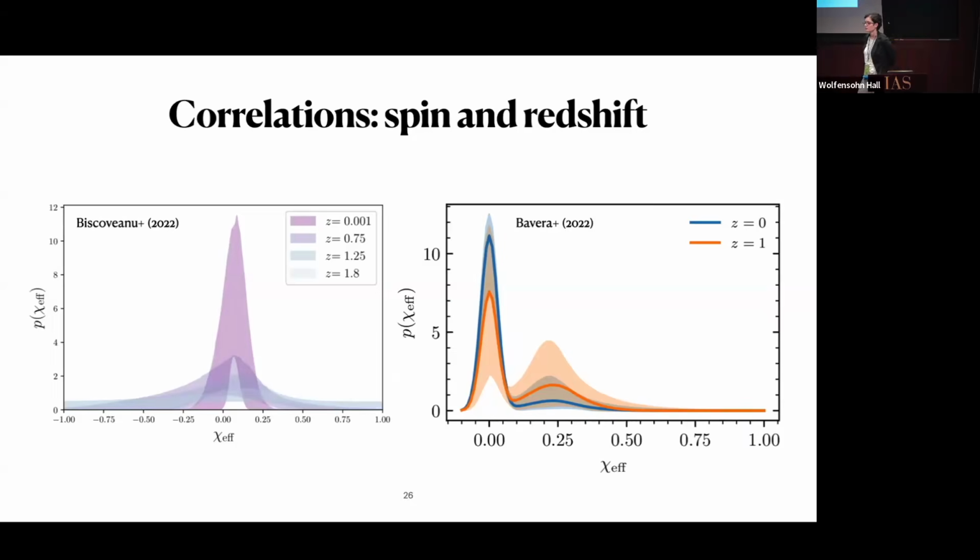Yes. Based on this plot, how can you confidently say we should find negative chi-effective events? Yeah, that's a good question. So I guess is your point that if they are more common at higher redshift, we should find them more in O4 because we're probing higher redshifts compared to O3, or just in general, the fact that there's support for it?